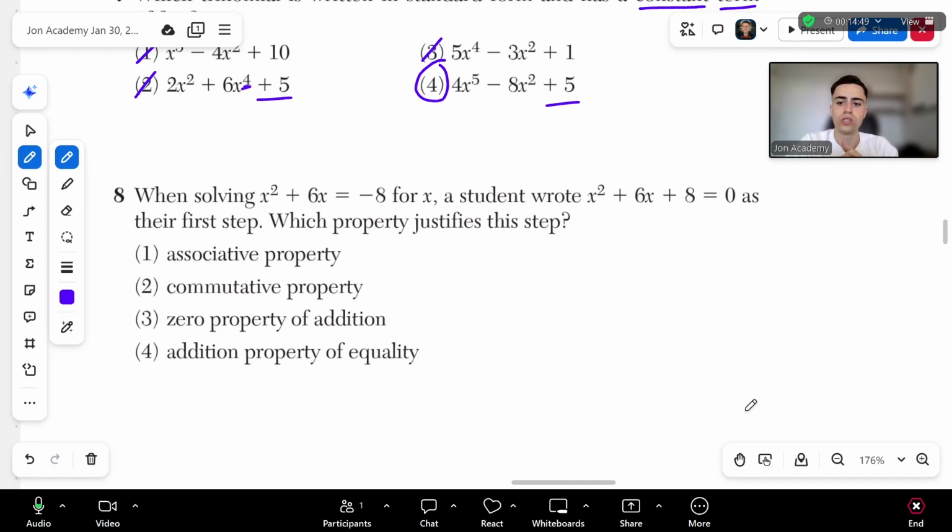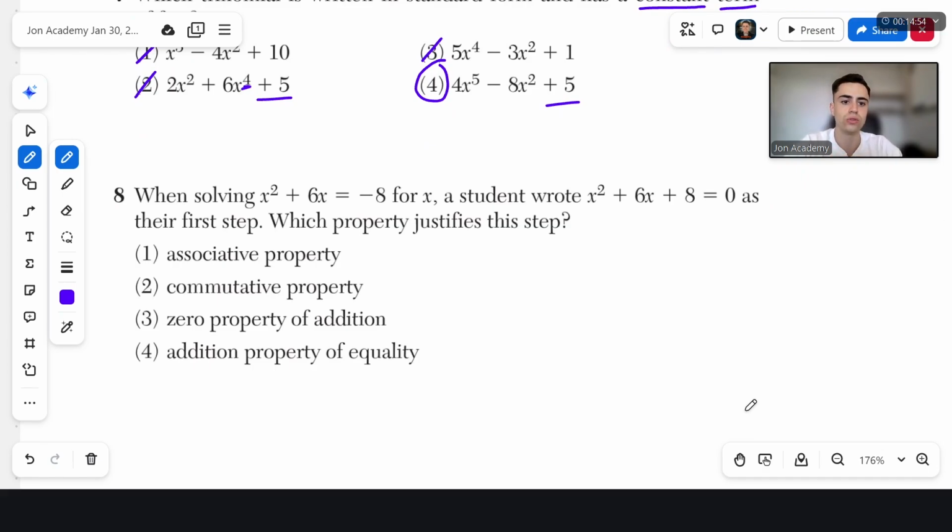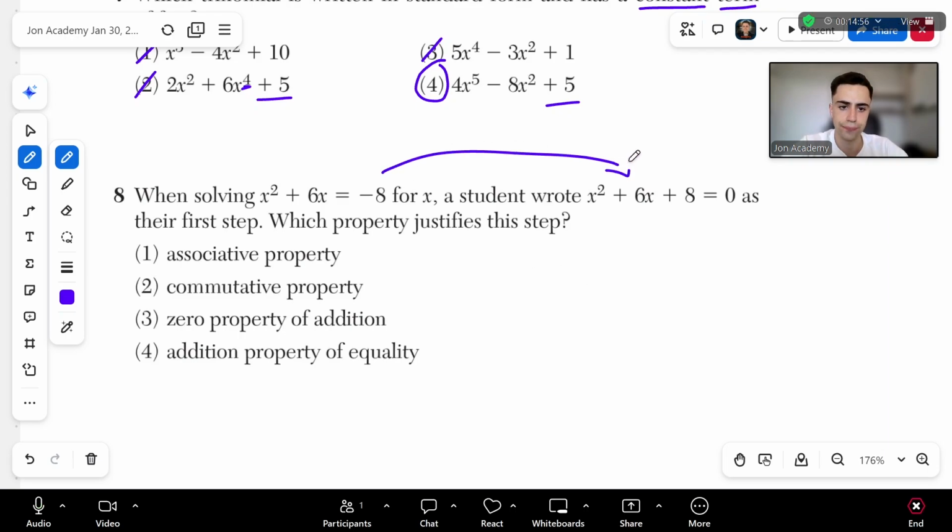Let's see, number 8. When solving x squared plus 6x equal to minus 8 for x, a student did this step, no? So basically move the minus 8 to the left. Which property justifies this step? Associative, commutative, zero property of addition, addition property of equality. So it's gonna be the fourth option because we are adding 8 on both sides, really. What we are doing is adding 8, both left and right, no?